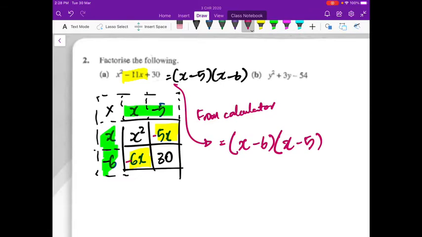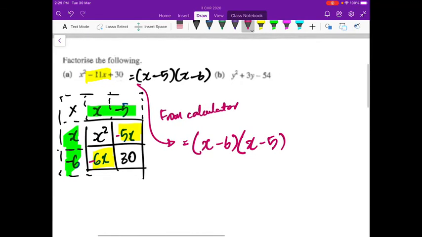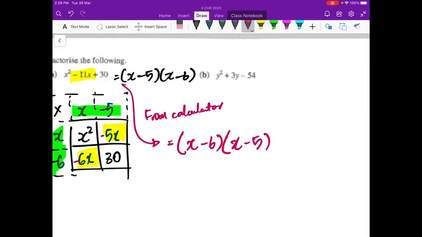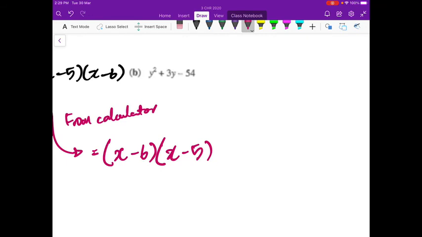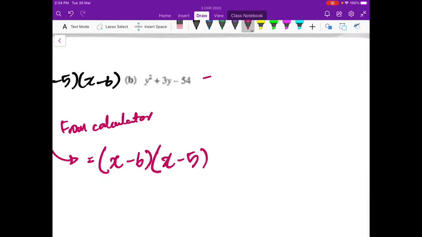I don't know whether you can trust him or not. Same, is it? Then should be okay now? Okay, now for part B. Everybody try with your calculator. Okay, I think we don't have time for the game already. Okay, so this gives us y minus 6, y plus 9.